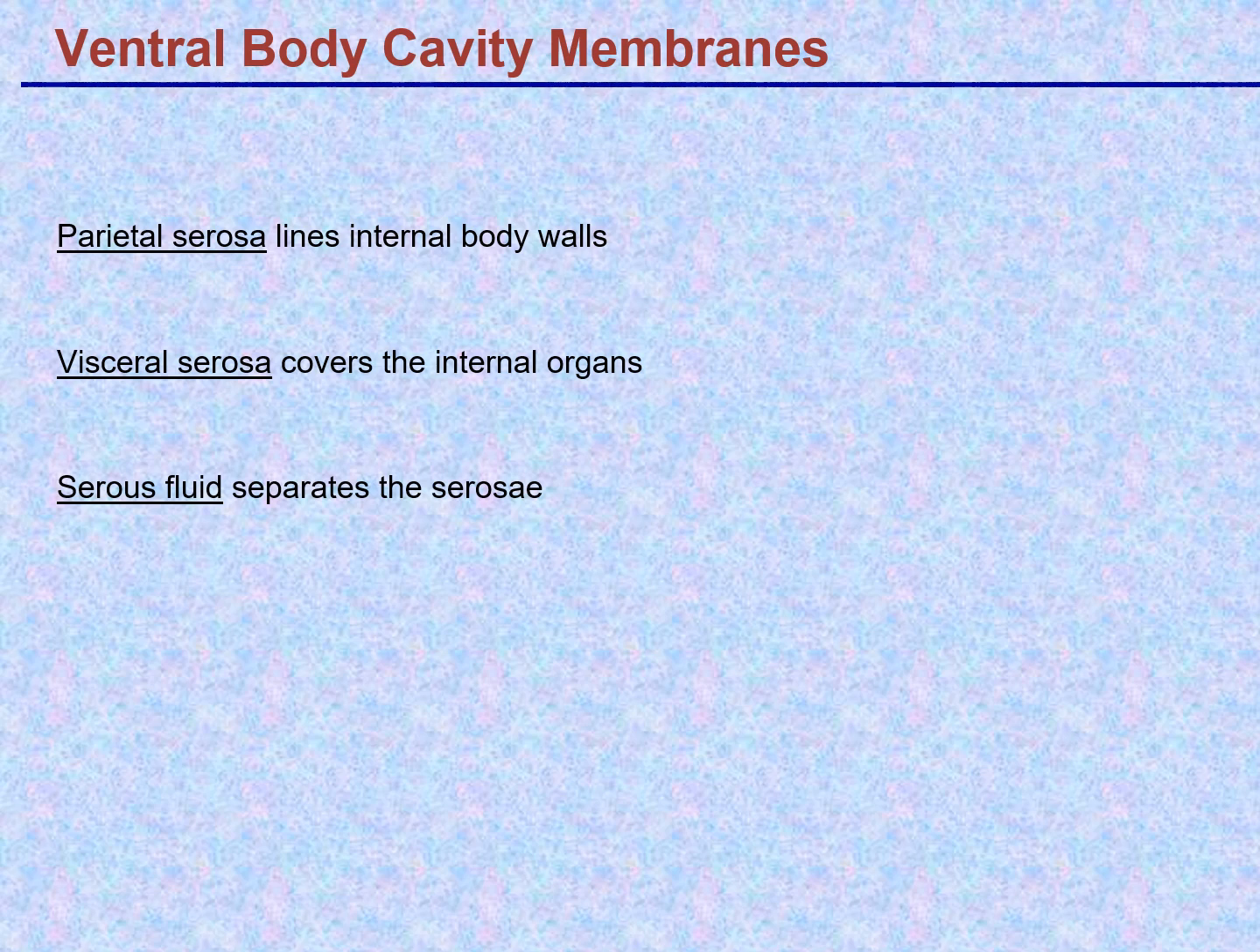Okay, so the ventral cavity, the ventral body cavity, and the subdivisions of that are surrounded by membranes all along the surface. And the membranes have a particular kind of structure. The membrane that covers the wall of the cavity is called the parietal membrane or parietal serosa. These membranes are called serosal membranes or serosa. The part that covers the wall is called the parietal serosa.